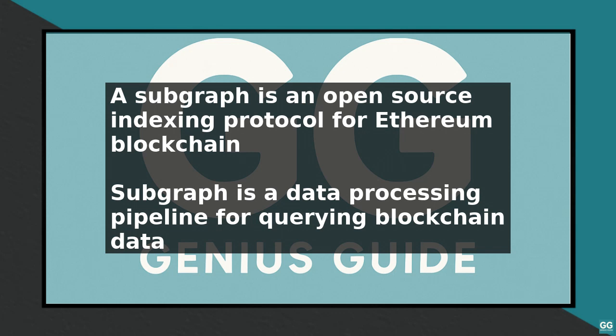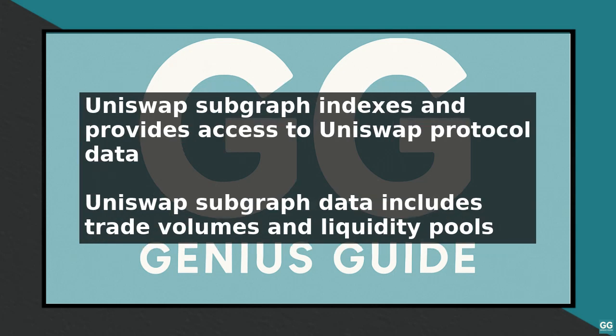The Uniswap subgraph is built using the Graph protocol, which is a decentralized indexing protocol that allows developers to build and deploy subgraphs. The Graph protocol provides a set of tools and APIs that make it easy to build and query subgraphs. To build a Uniswap subgraph, developers need to define what data they want to index and how they want to process it. They can then use the Graph protocol to build and deploy the subgraph. Once the subgraph is deployed, it can be queried using the Graph protocol's APIs.